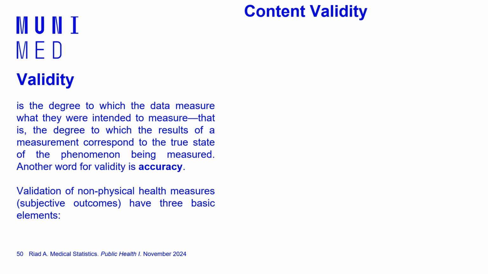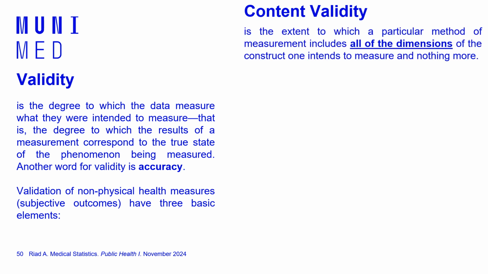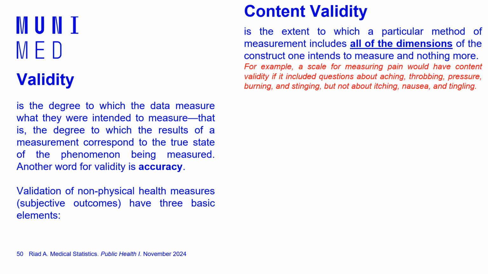The first type of validity is called content validity, and this describes the extent to which a particular method or questionnaire describes all the potential dimensions of the problem it is supposed to measure. For example, a scale that should measure pain should have questions about aching, throbbing, pressure, burning, or stinging, because all these dimensions describe the pains that humans feel. However, itching, nausea, tingling are not pain. That's why we should not include them in a questionnaire about pain.